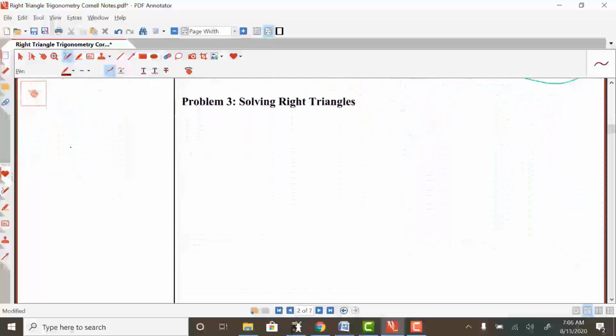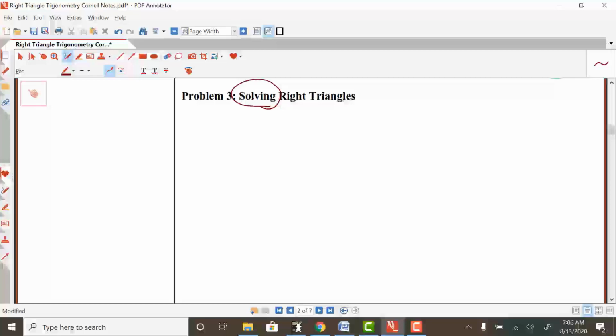Let's go ahead and do a couple of examples of using this with numbers. So let's say that I give you a triangle. And when we say we want to solve a right triangle, this might be a left column idea you might want to write down. When we solve a right triangle, it means that we find the values of all three sides and we find the values of all three angles.